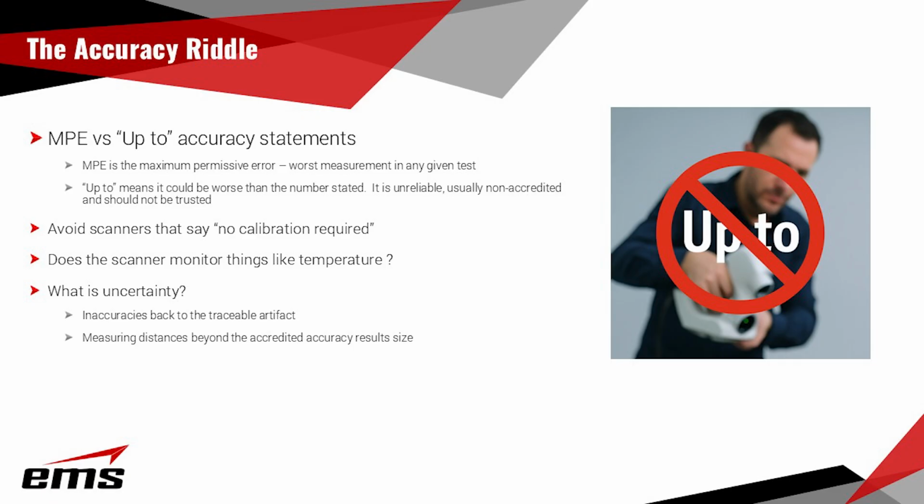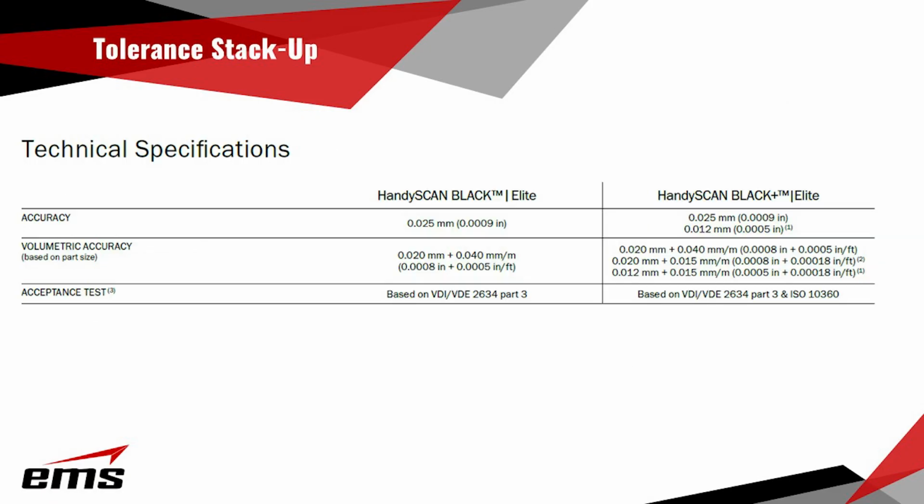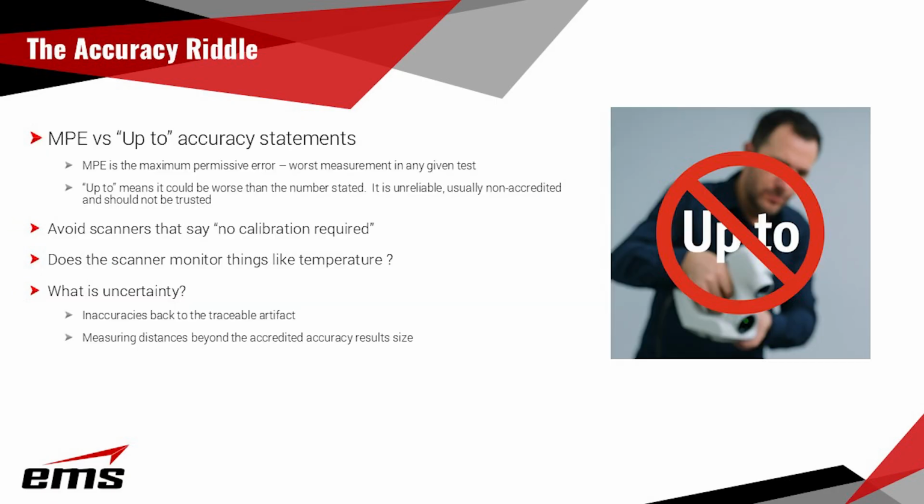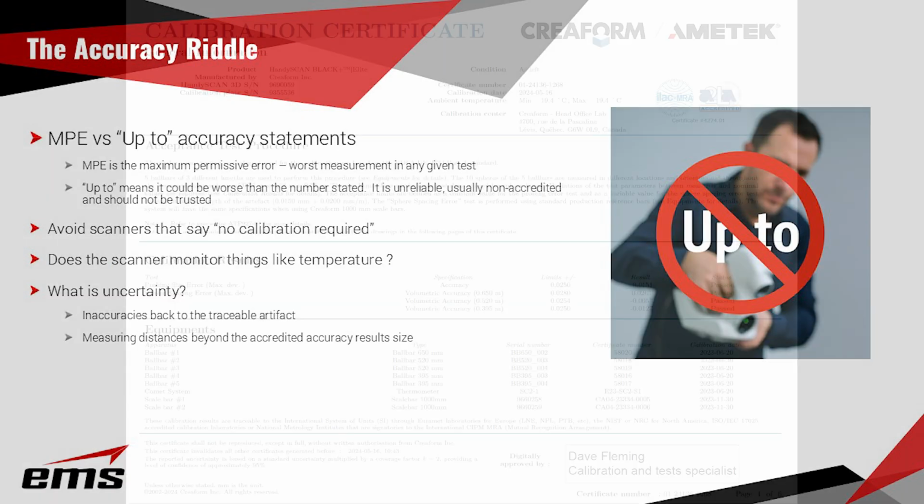And then the last thing you'll see sometimes is level of uncertainty. So what is that? That's just some of the unknowns. Any inaccuracies back to the traceable artifact could be in there because you just don't know what is perfect, what is accurate. And then, as we mentioned, over distance, when you see those stacking tolerances, there's some uncertainty there because, again, you just don't know. So that has to be factored into your accuracy statement as well.